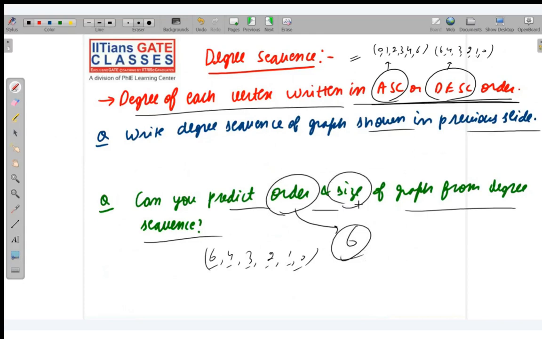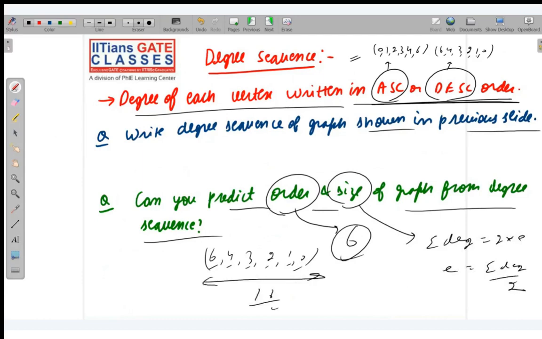Size means the number of edges. I have told you the number of edges by the handshaking theorem: the sum of degrees is twice the number of edges. So edges will be the sum of degrees divided by 2. You add them up, you will get 16. 16 divided by 2, 8 is my answer. It's very easy. Take a snapshot.